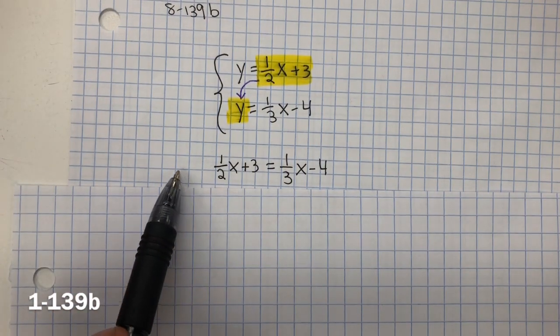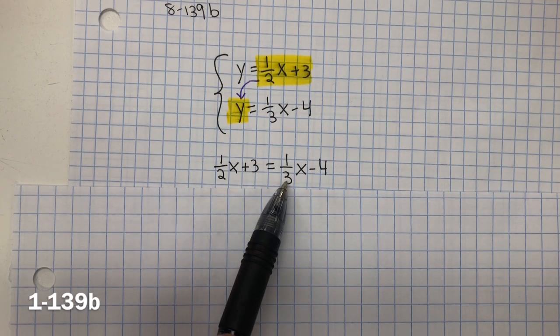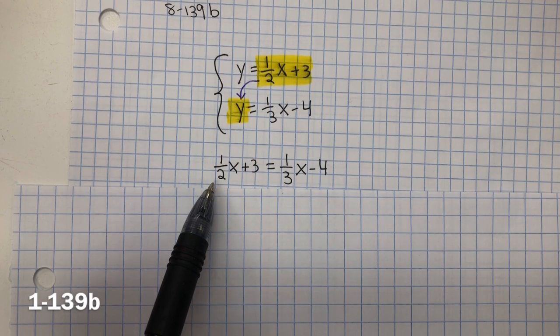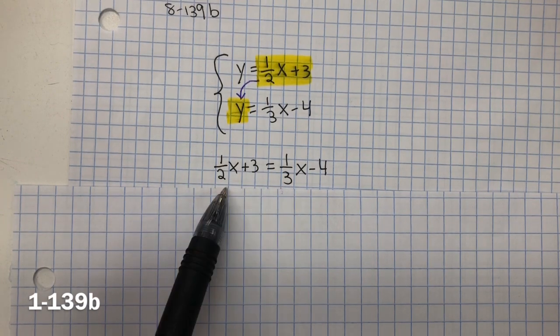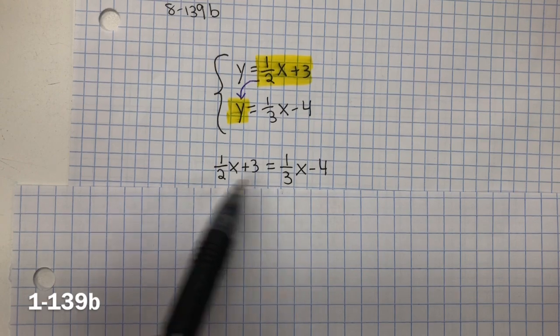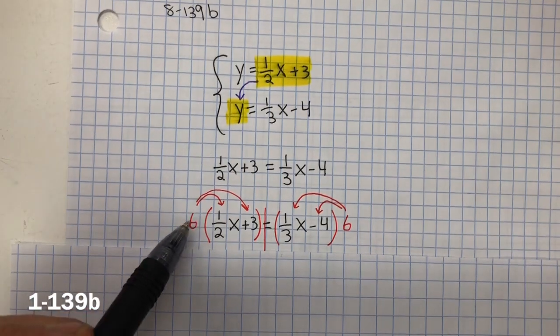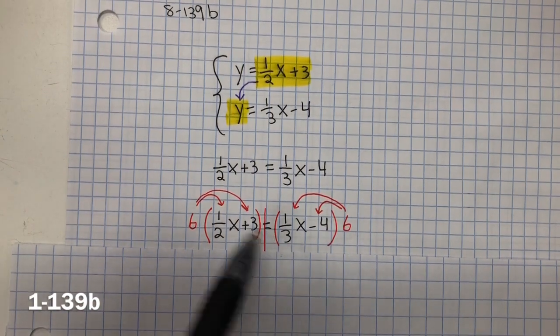But I'm going to use the fraction buster method. I want to get rid of the 2 and the 3 in the denominator. So I'm going to multiply by the least common multiple, which is 6. If you can't determine what the least common multiple is, one way to find a common multiple is just to multiply these two numbers. 2 times 3 is 6. So now I'm going to distribute this 6 to each of the terms on the left and each of the terms on the right.